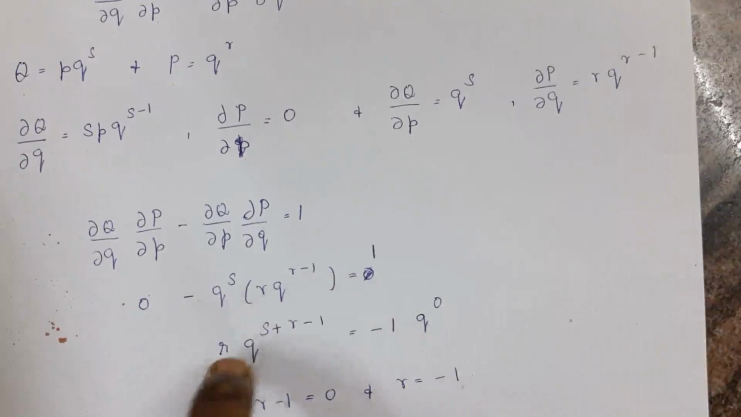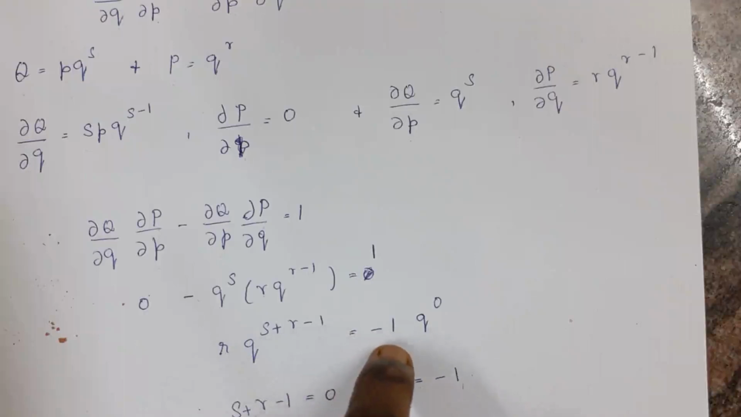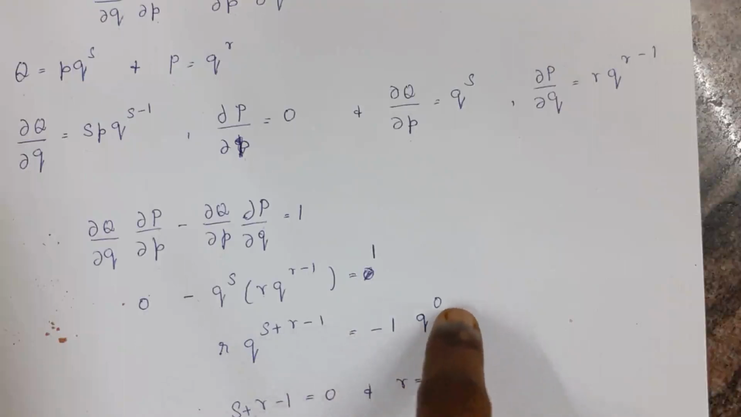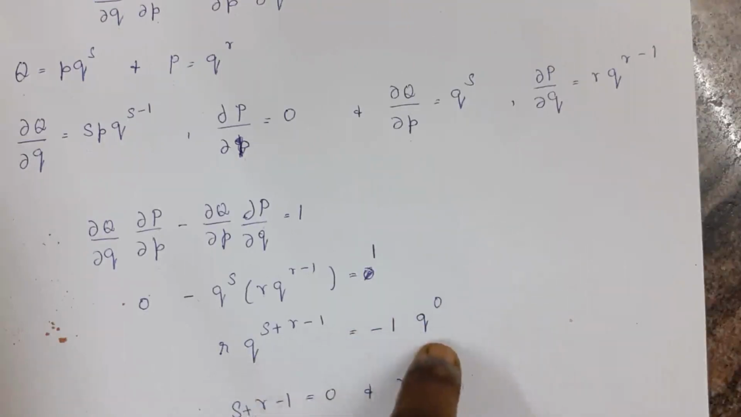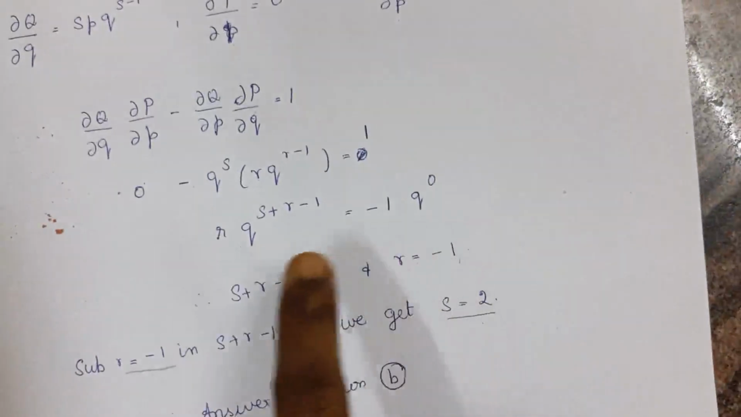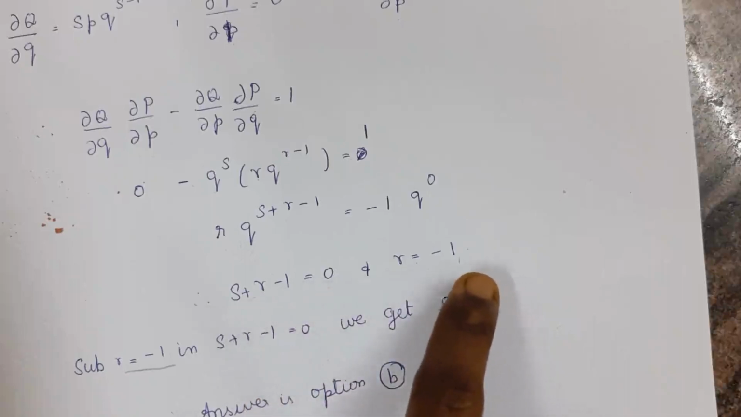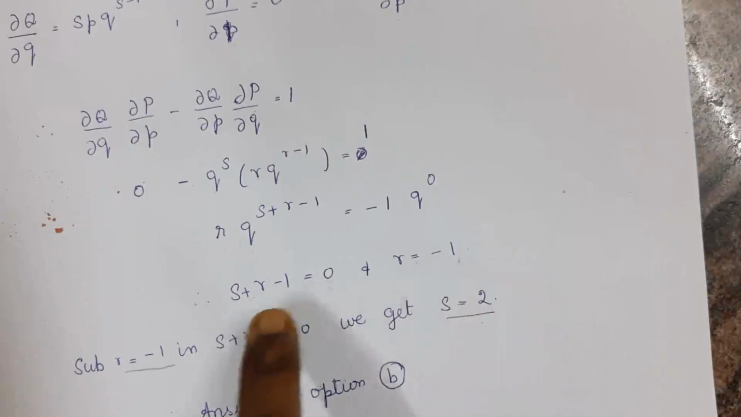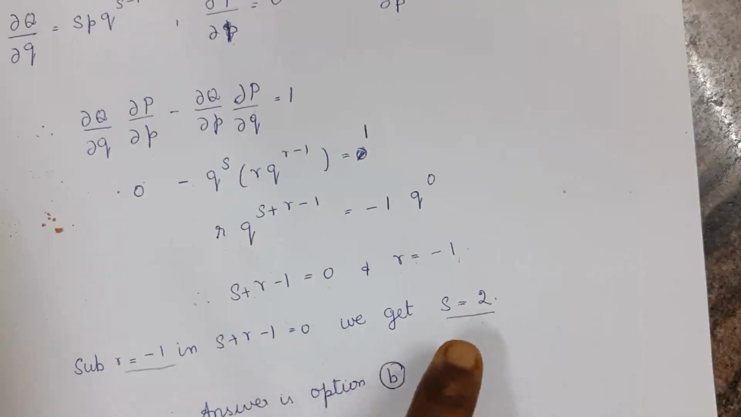Adding the powers of q, we will be getting r into q power s plus r minus 1, is equal to 1. Here the power of q will be 0, as it doesn't contain any q term. Now by equating the left hand side and right hand side, we will be getting s plus r minus 1 is equal to 0 and r is equal to minus 1. Now substitute the value r is equal to minus 1 here. We will be getting s is equal to 2. Therefore, the transformation is canonical if r value is equal to minus 1 and s value is equal to 2.